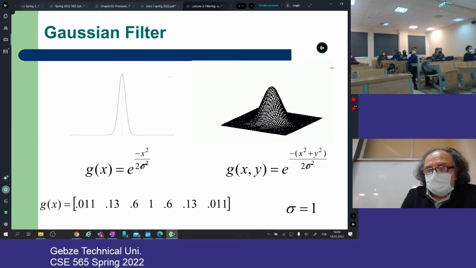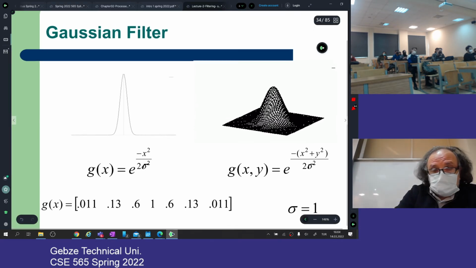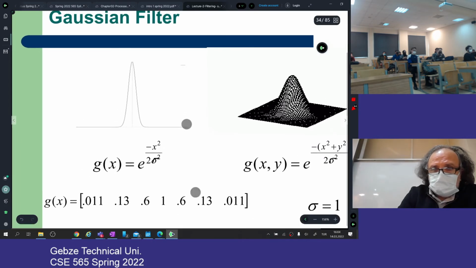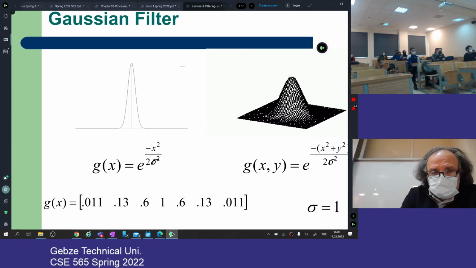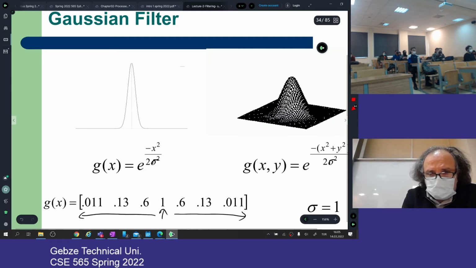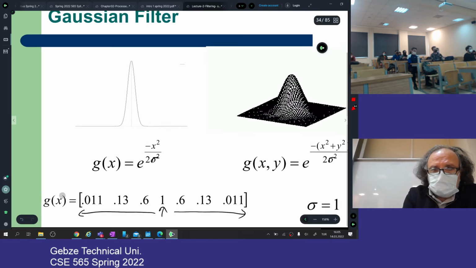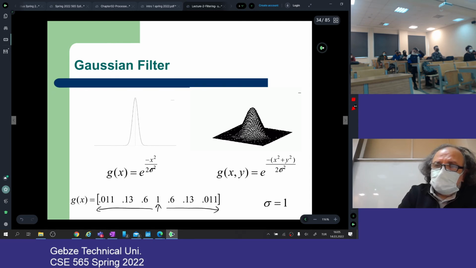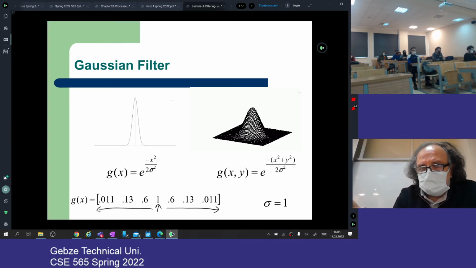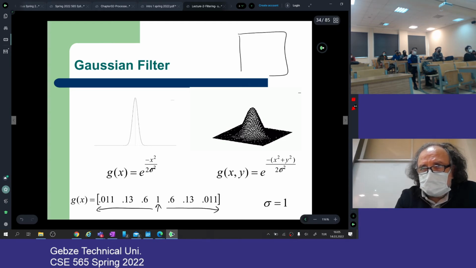And this is a sampled, discretized Gaussian. See, at the center I have 1. When I move away from the center, my numbers start going down. But this is just a sample of the one-dimensional Gaussian. If I have a two-dimensional Gaussian, of course it's going to be something like that.